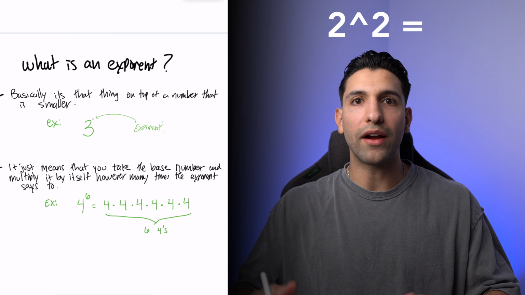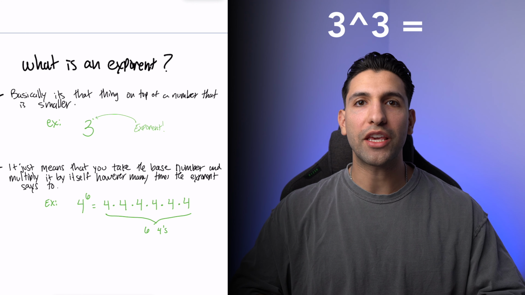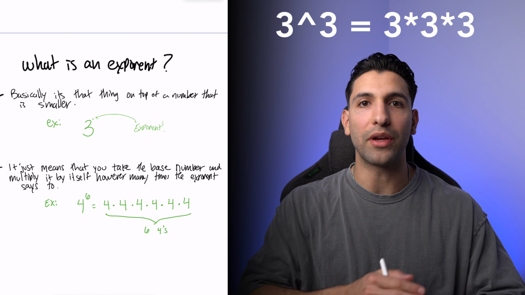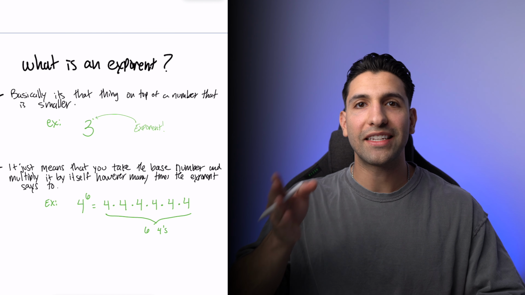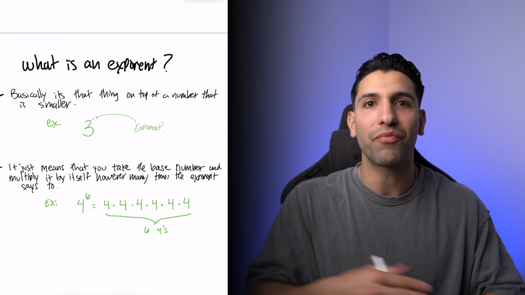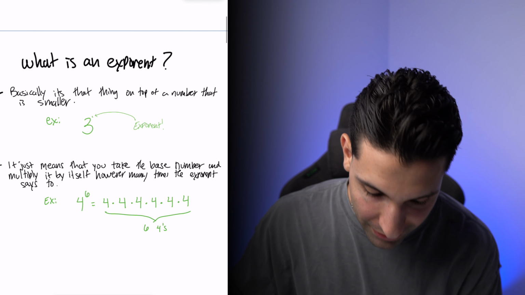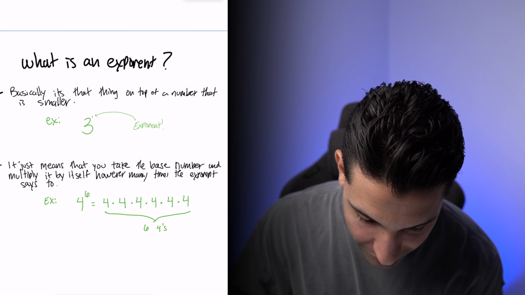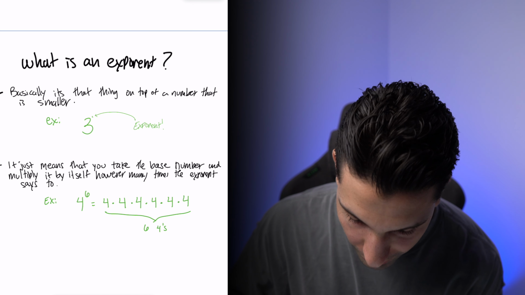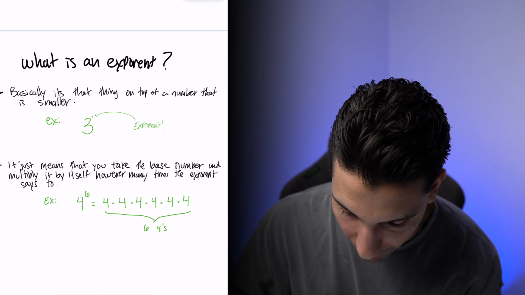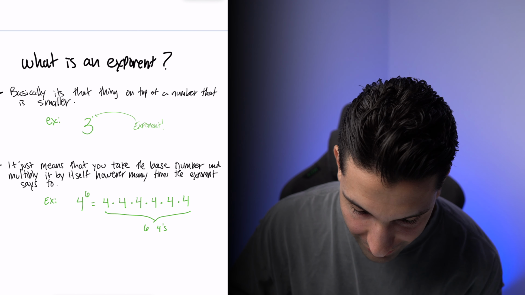So 2 squared is 2 times 2. 3 cubed is 3 times 3 times 3. 3 to the 4th is 3 times 3 times 3 times 3. You get the picture. In this example here, we have 4 to the 6th, which is 4 times 4 times 4 times 4 times 4 times 4. 6 4s, and that's your answer.